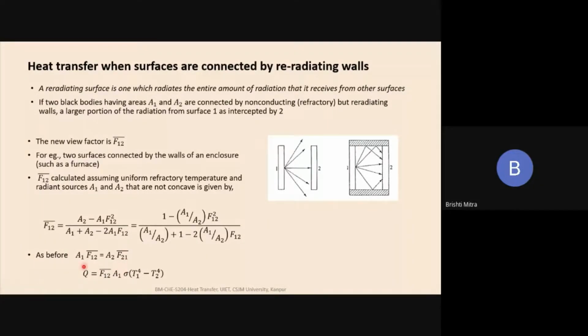So the rate of heat transfer Q is equal to F12 bar A1 sigma (T1 to the power 4 minus T2 to the power 4). So F12 bar is calculated by this expression, and we can put it in the simple case out here because we are talking about black bodies. But black bodies they are, but because of the re-radiating surface, it is not just equal to the earlier view factor. The epsilon is obviously equal to 1, but the values of the view factor are not as we had calculated before. It is a slightly different calculation which is out there.